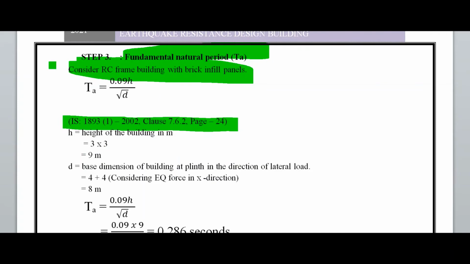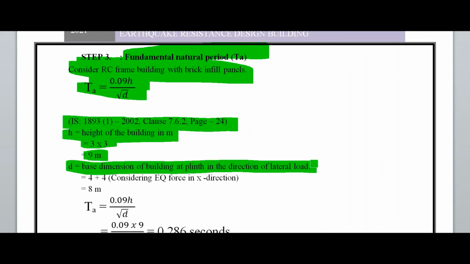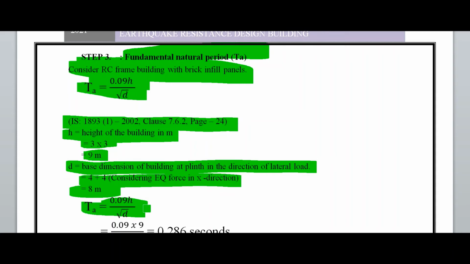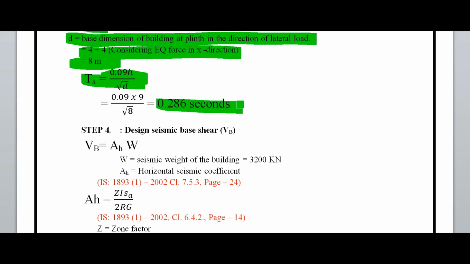Now we have to calculate Ta equals 0.09 into h upon the square root of d. Here h is the height of the building in meters, so 3 by 3 meter height, so 9 meters. d is the base dimension of the building at the plinth in the direction of lateral loads. So 4 plus 4, considering equal force in the X direction, so 8 meters. So substituting all these values, the time period is 0.286 second.